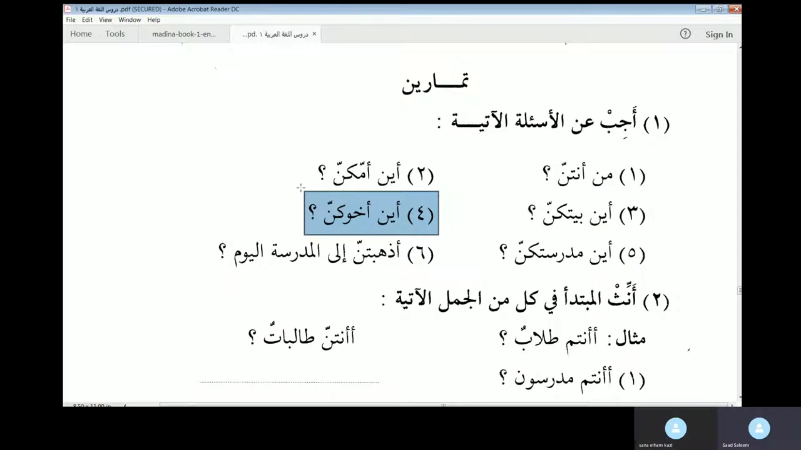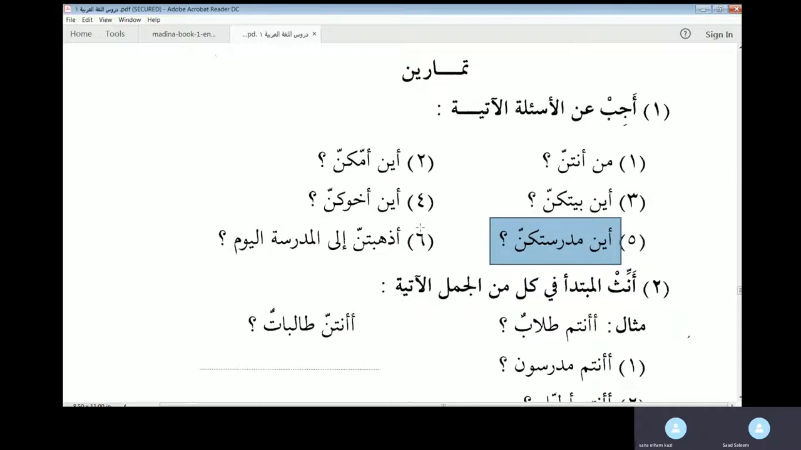Aina akhwakunna. Where are your brothers? Where is your brother? One brother. Okay, where is your brother? Zahaba ilal masjidi. He went to the masjid. Or we should say, huwa zahaba ilal masjidi. Both are correct. Zahaba also means he went.